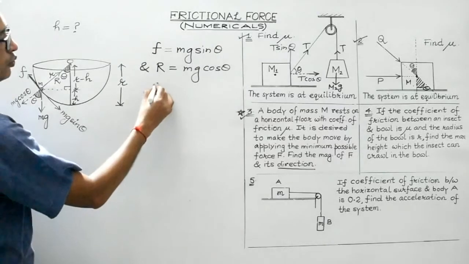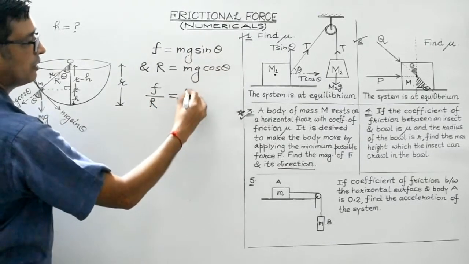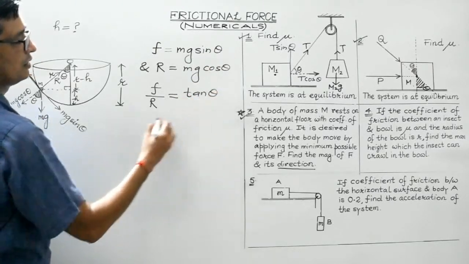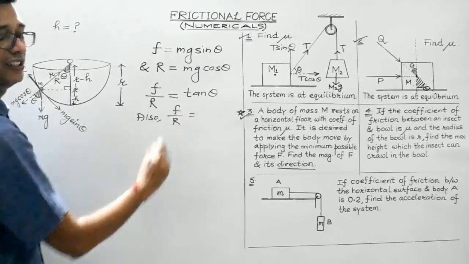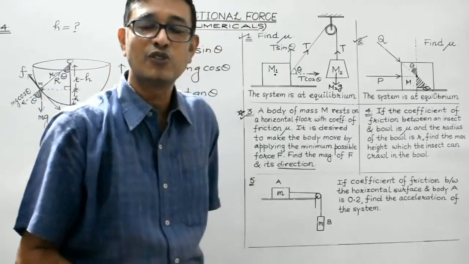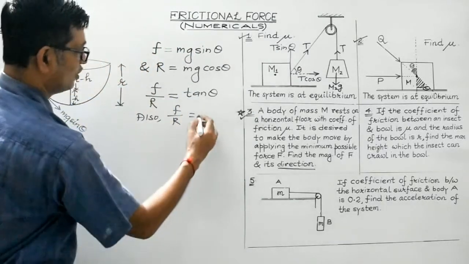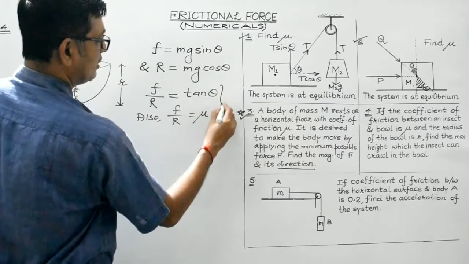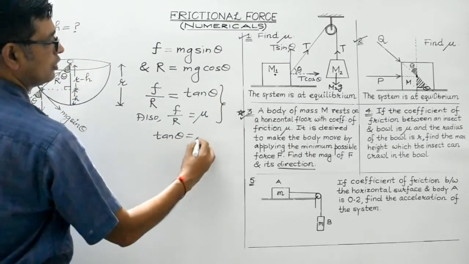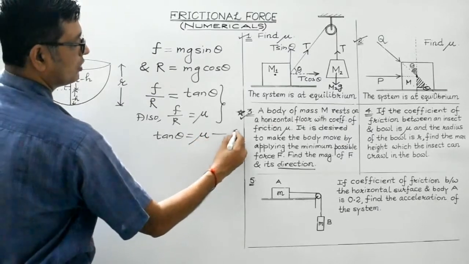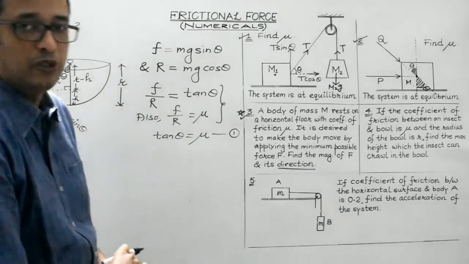If you divide these two, what do you get? F by R is equal to, mg gets cancelled, sin theta by cos theta is tan theta. Also students, we are aware that the ratio of the frictional force to the normal reaction force is known as the coefficient of friction. Therefore, combining these two, we get tan theta is equal to mu, right? Put this as equation number one.